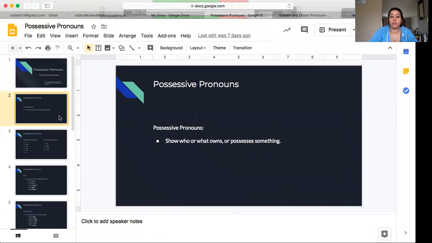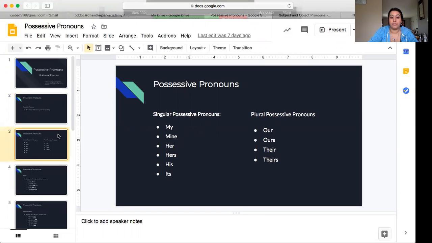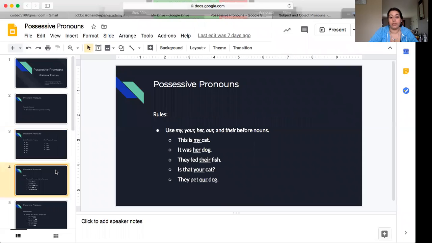A possessive pronoun shows who or what owns or possesses something. Some examples of singular possessive pronouns are my, mine, her, hers, his, its. And then plural possessive pronouns are our, ours, their, and theirs. So some rules for possessive pronouns.